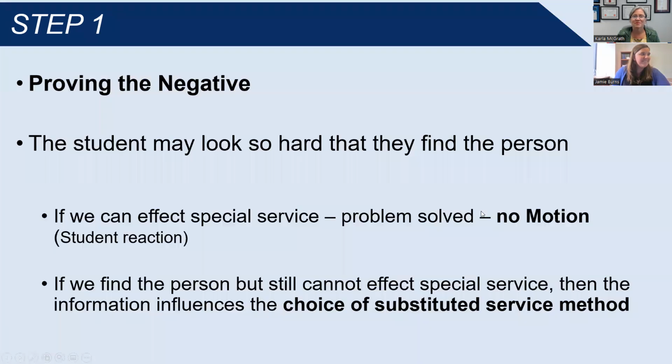But let her go on here. So again, what we've asked the student to do is to prove that they can't find the person, and to look really hard so as to prove that we can't find the person. And in doing that, the student may look so hard that they in fact find the person. If they find the person such that they can serve them following Rule 6 and doing special service according to Rule 6, then no problem.